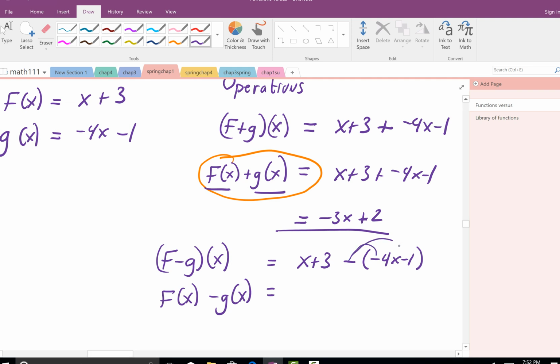Moving this negative inside here is going to change those. So I'm going to get 5x and 4. All right. All we're doing is subtracting them though. Okay. This is just real basic operations. Just combining like terms. You're just taking the two functions and combining them.